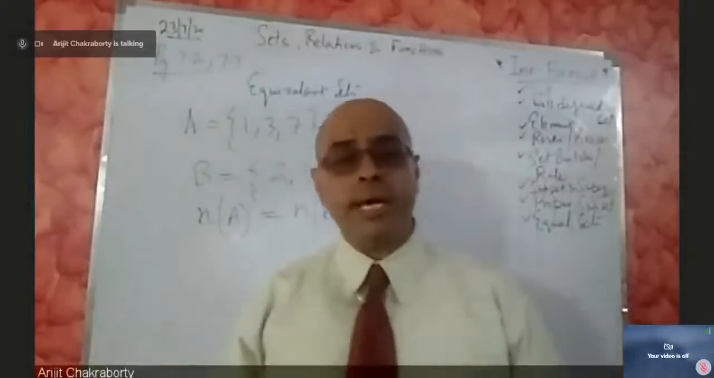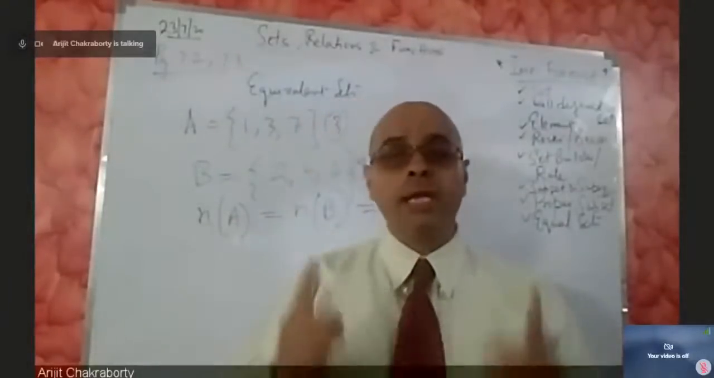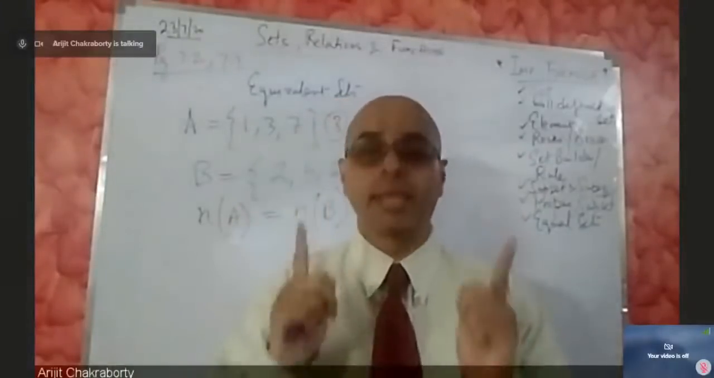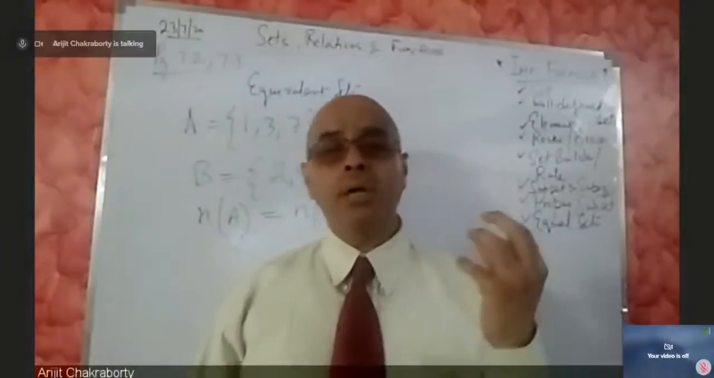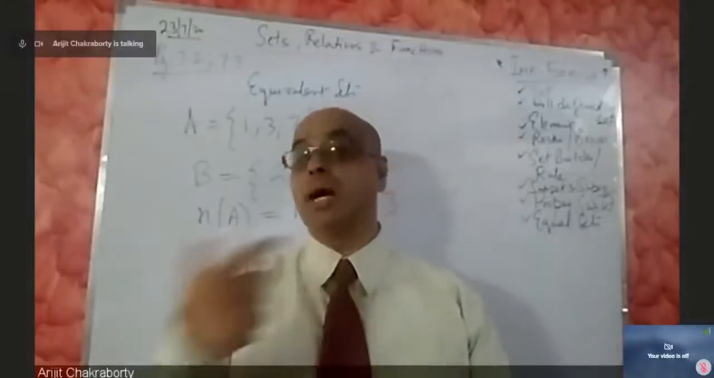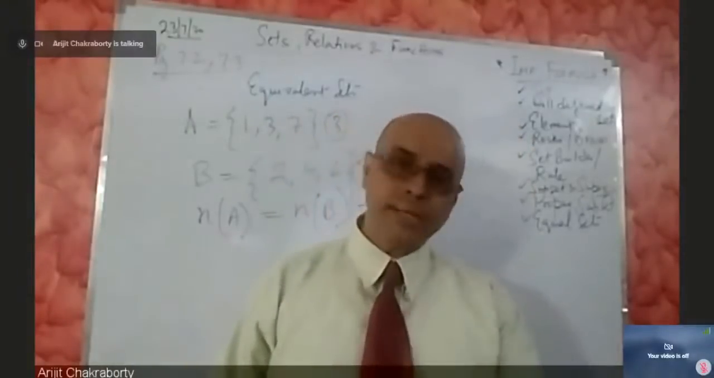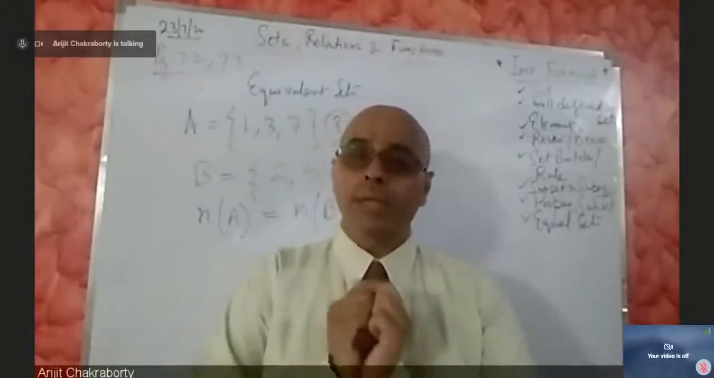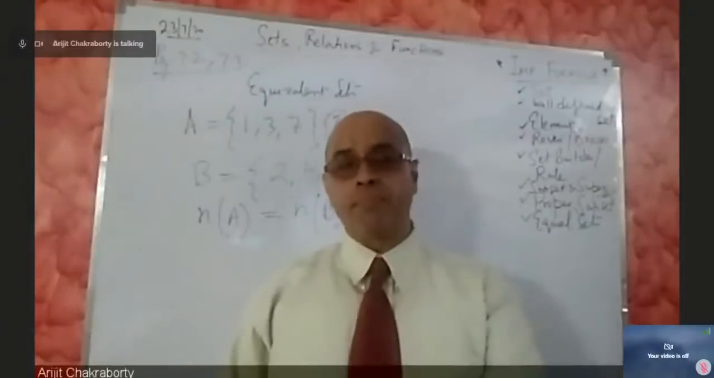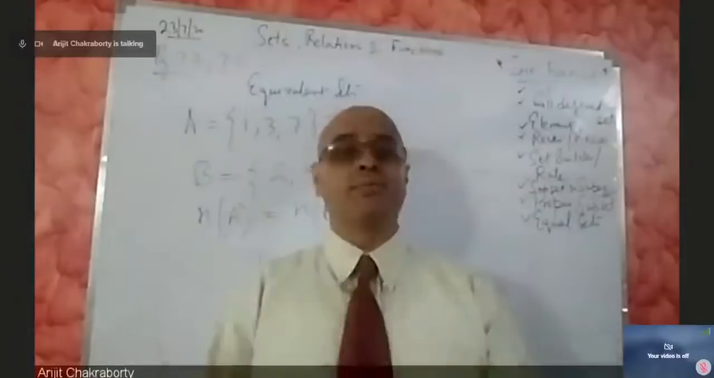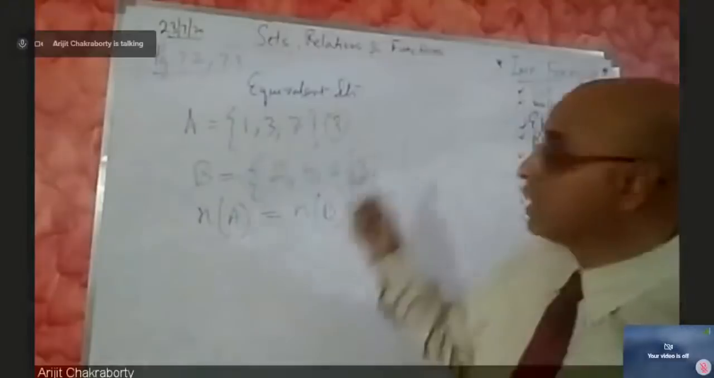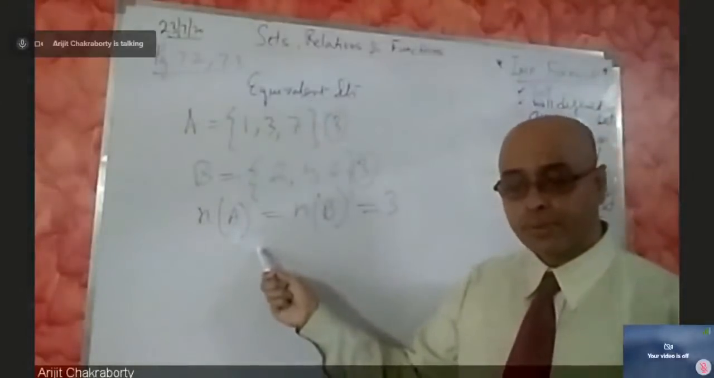In case of equal sets, definitely the elements in one set and the elements in the other set will be the same, will be identical. Plus, the number of elements in one particular set will be equal to the number of elements in the other set. In that case, we call them equal sets. But if we find two sets where the number of elements are the same, but the elements themselves are different, in that case, they are not equal sets. They are known as equivalent sets.